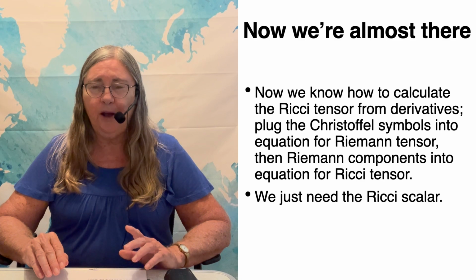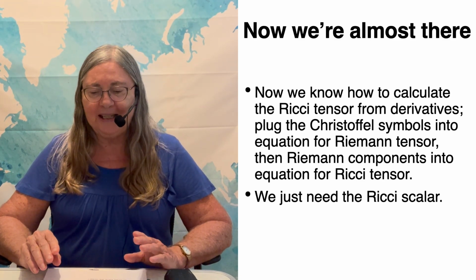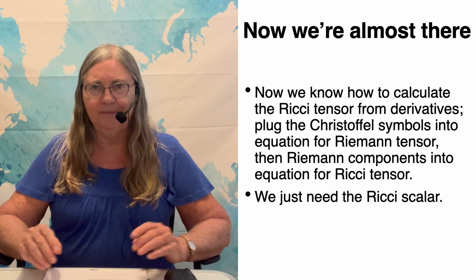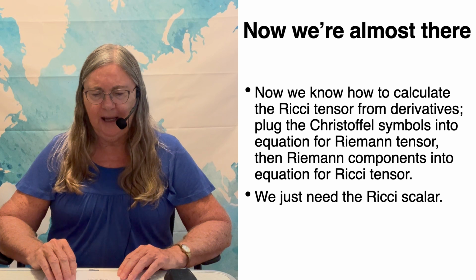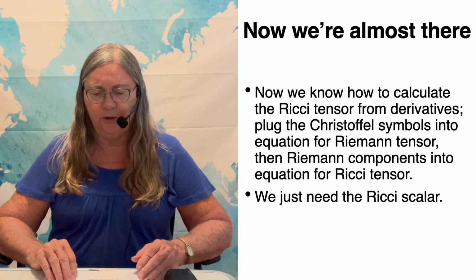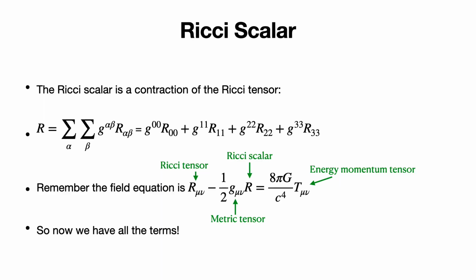So now in principle, we know how to calculate that Ricci tensor from derivatives, just by plugging in the Christoffel symbols into the Riemann tensor, then the Riemann components into the equation for the Ricci tensor. There's only one thing left, and that is the Ricci scalar. And as you might expect, it's the sum of terms of the Ricci tensor. So now we actually have all the terms.